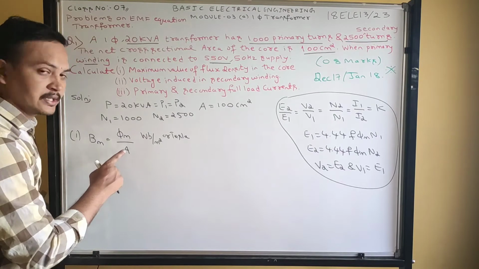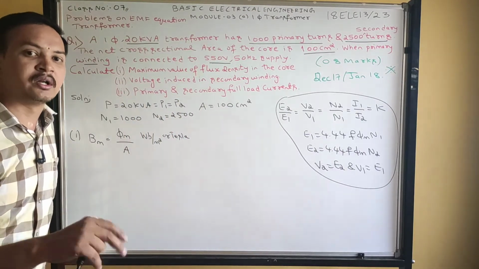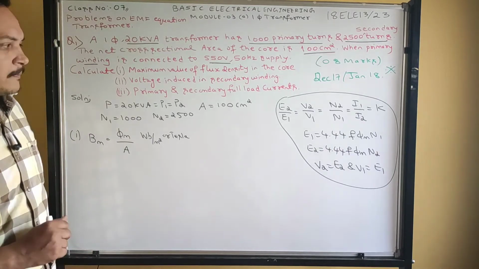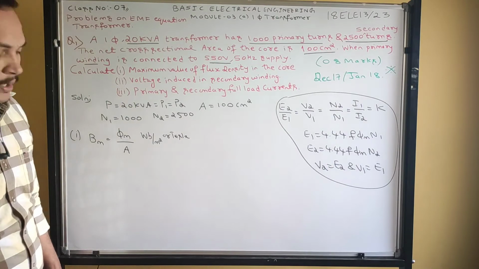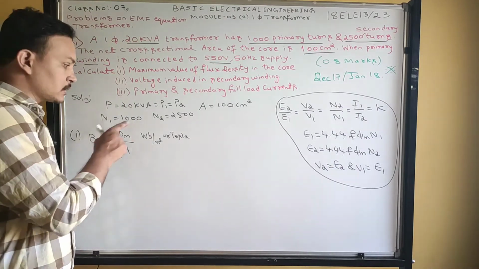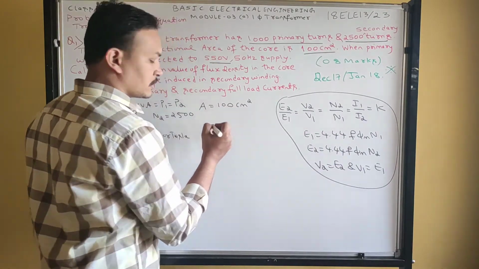The cross-section area is given in which unit? Centimeter square. You have to convert it into meter square. So convert this 100 centimeter square into meter square, because the flux density unit is Weber per meter square. So you need to know the conversion. See guys, look here.